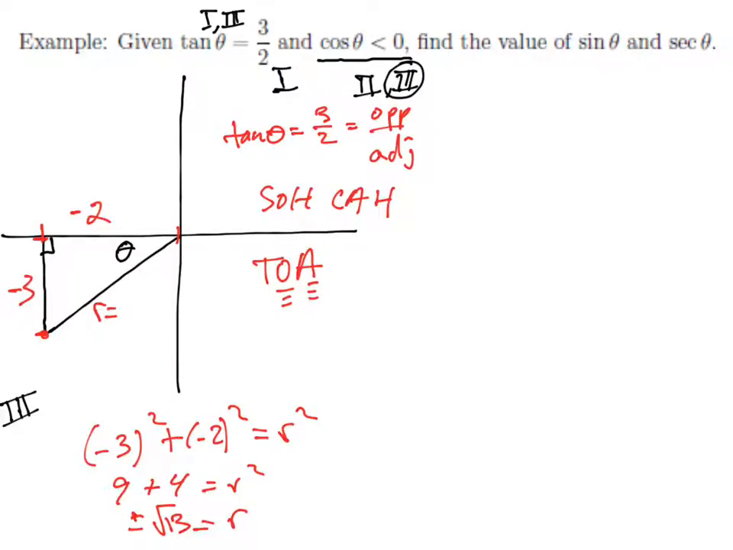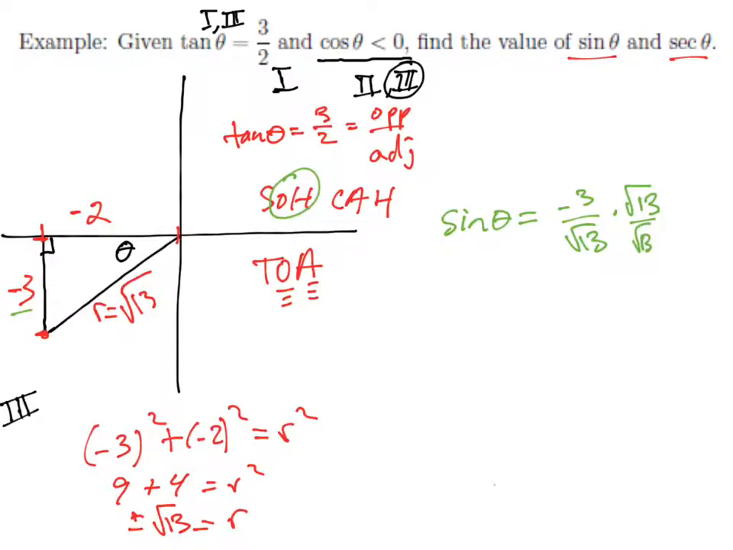And doing so, we get plus or minus square root 13. Now when we're talking about the hypotenuse in a triangle like this, we always use the positive value of the square root. So once we have the triangle, finding sine and secant of that angle, not a big deal. So sine is equal to opposite over hypotenuse. So the opposite side of theta is -3. The hypotenuse is square root 13. We just need to rationalize, and we get -3 root 13 over 13 here.